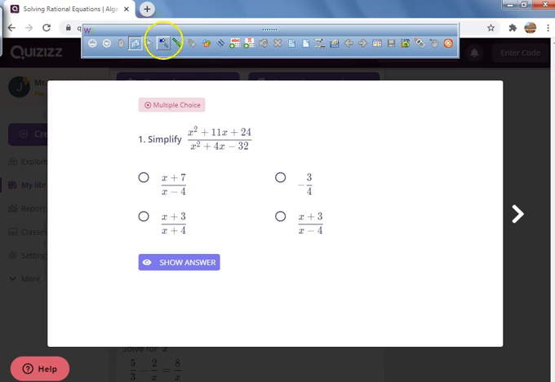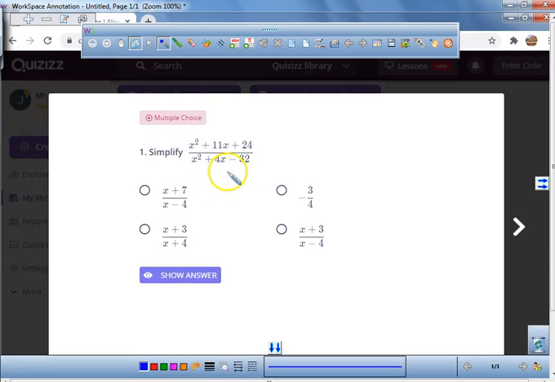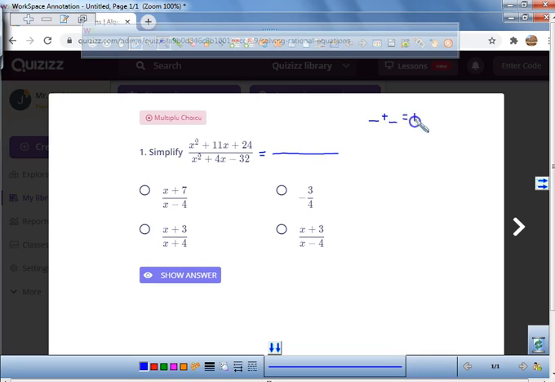Start with number 1. It says we need to simplify this. So when you simplify, sometimes you simply need to factor it. You guys know how to factor. So we're looking for two numbers that add together to equal 11, but the same two numbers, when you multiply them together, equal 24. Whenever you do this, you always start with what's called the factors. And what are the factors of 24?